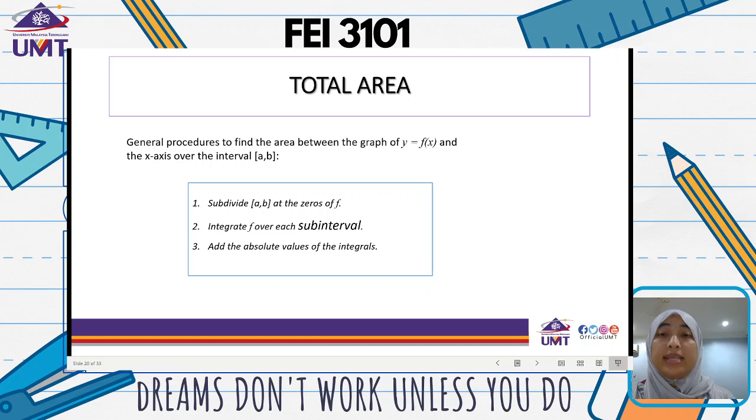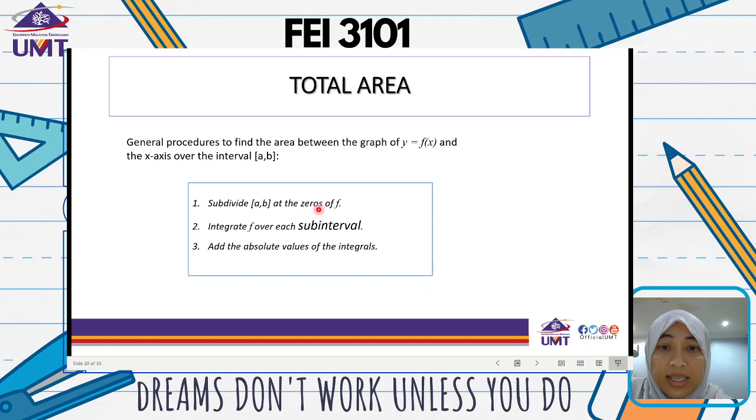So for the total area, the general procedure to find the area between the graph of y equals f(x) and the x-axis over the interval [a, b] is to subdivide [a, b] at the zeros of f, then integrate f over each subinterval, and then add the absolute values of the integrals. So these are the tips and tricks, I mean, step by step on how you can find the total area under the curves.